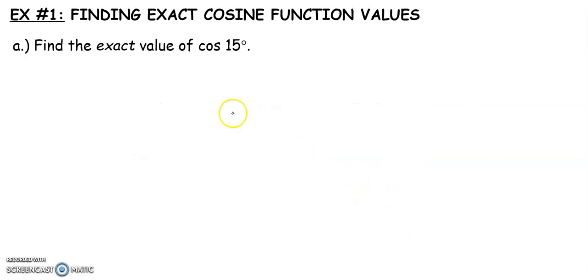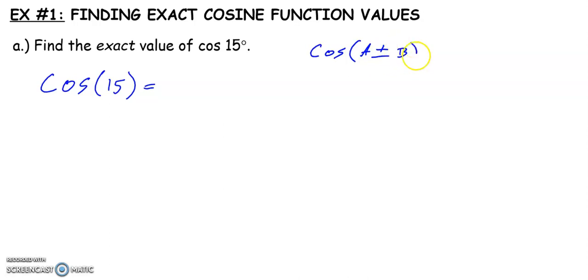Well, let's use this information to find some exact values of our cosine functions. I was going to say sine, we haven't gotten to sine yet. So let's find the exact value of cosine of 15. Well, if we want to find the cosine of 15, can I turn that into a sum or a difference of two other values? Because I want to try to turn this into a cosine of a plus or minus b.